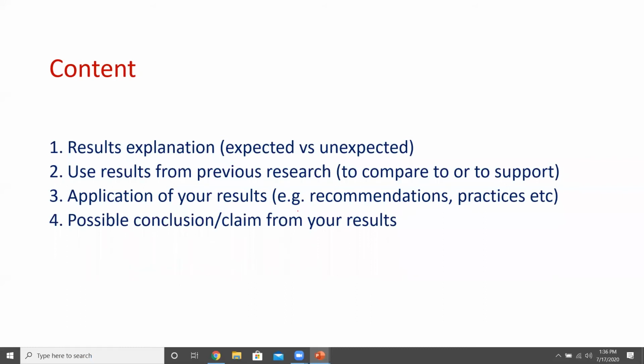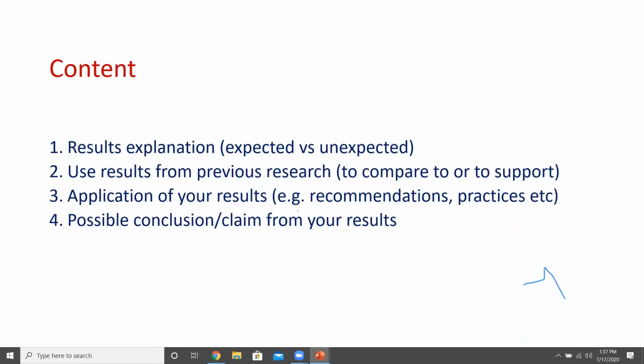Do not just ignore one result and pick the results that you want. I've also seen this in a lot of papers. People would just pick the results that are most appealing, or the results that they think will help them support their hypothesis. But this is not good. Just be honest and start with all the results, explain them, expected versus unexpected results. If you have an unexpected result, just state that.